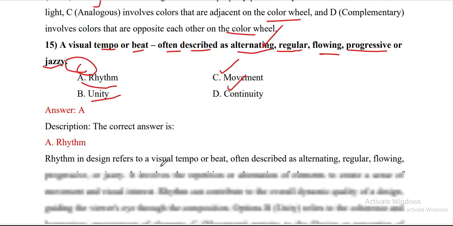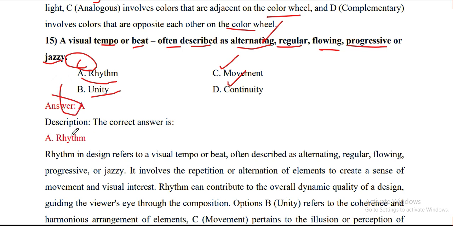We will see the description of this one. Rhythm in design refers to visual tempo or beat, often described as alternating, regular, flowing, progressive, or jazzy. It involves the repetition or alternation of elements to create a sense of movement and visual interest. Rhythm can contribute to the overall dynamic quality of a design, guiding the viewer's eye through the composition.